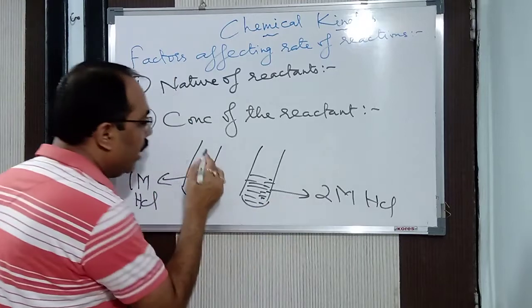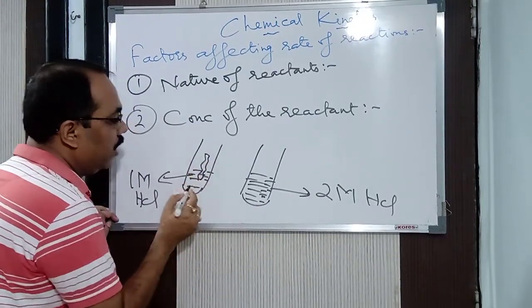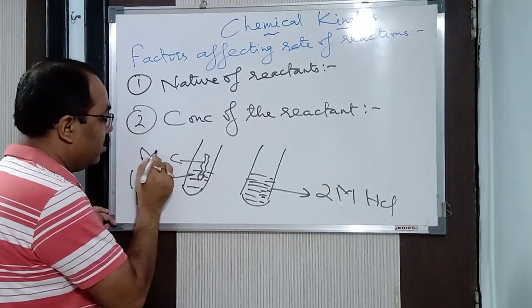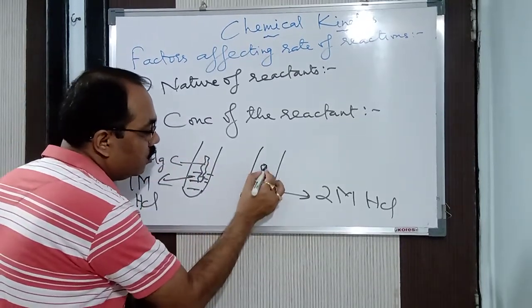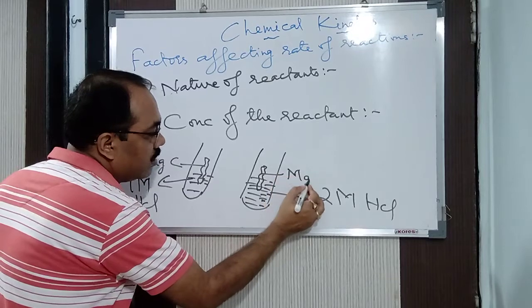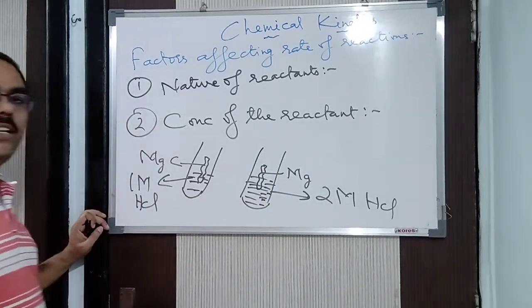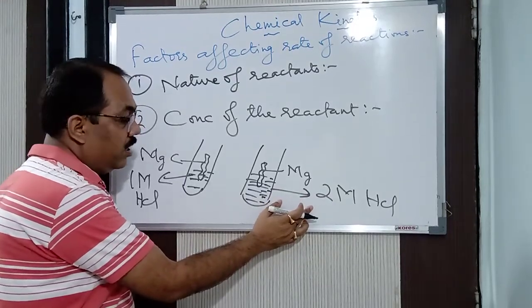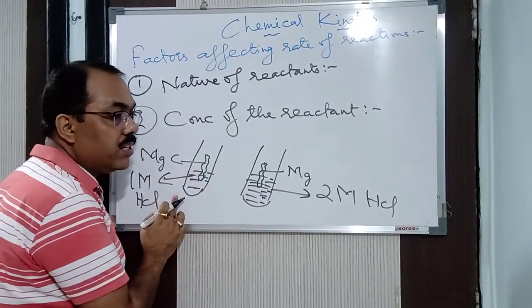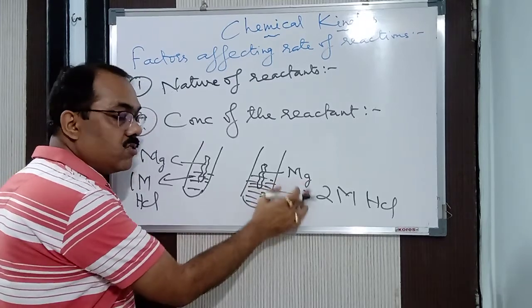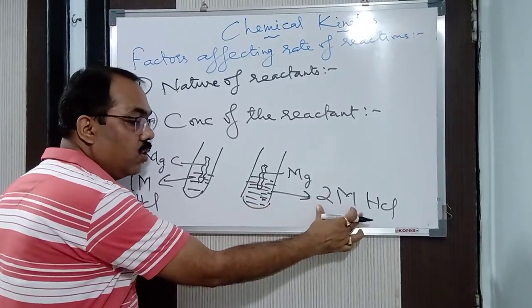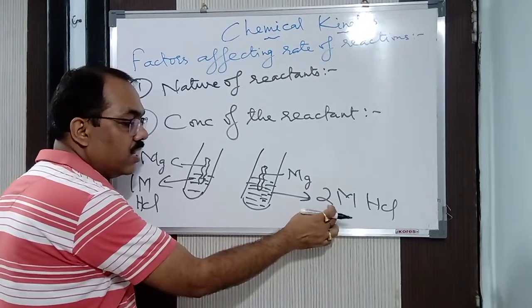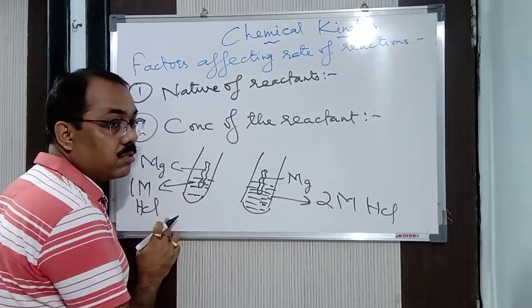Got it? Now I will put a magnesium ribbon, let us say a 2 centimeter long magnesium ribbon, into it. Same here also, a 2 centimeter long magnesium ribbon is being inserted. Can you tell me in which case the hydrogen gas will be released faster? Because Mg reacts with HCl to give MgCl2 and hydrogen gas is released. Here also same thing. But as the concentration is more here, hydrogen gas is released faster here compared to this.